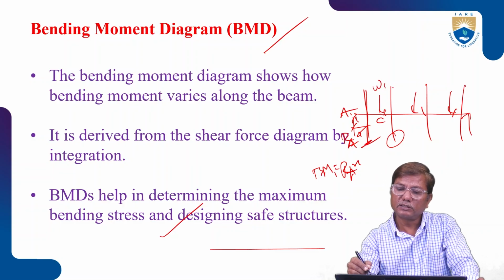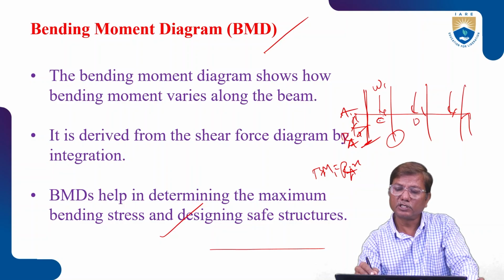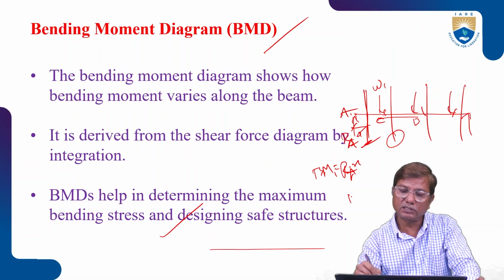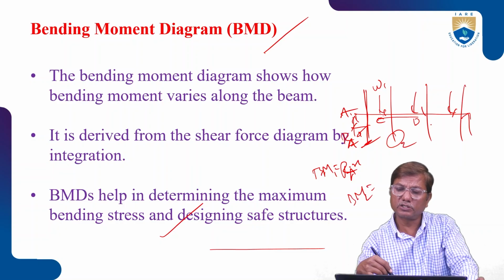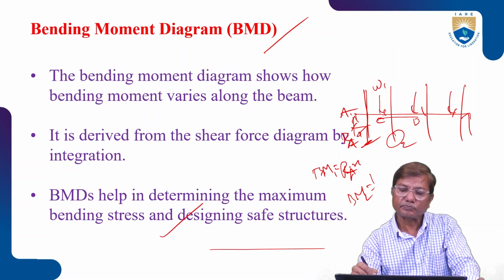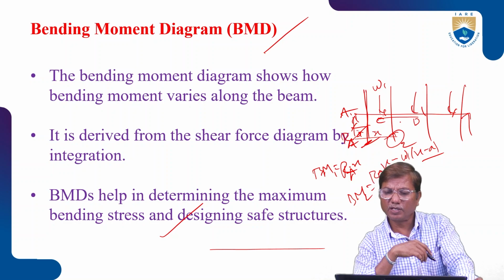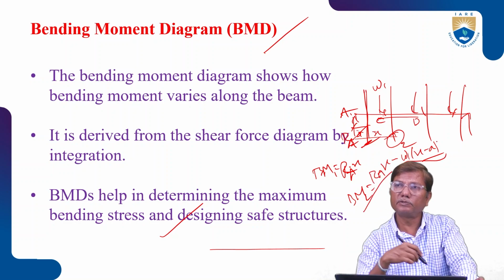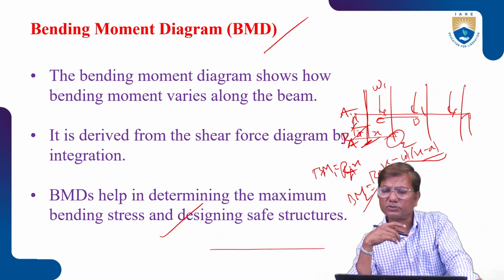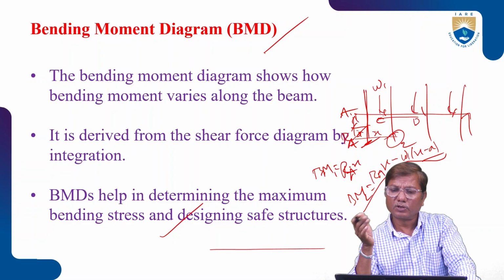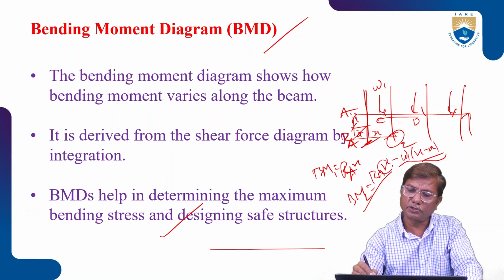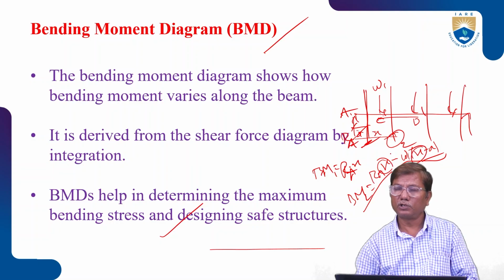If you consider a section between C and D, then the bending moment at section 2 is, this is section 2, what is it? RA into x minus W1 into x minus a, where x is again measured from A. So the equation for bending moment will be different between different sections. So we need to consider a number of sections, and we calculate bending moment at different sections, substituting appropriate values for x, and we plot the diagram.